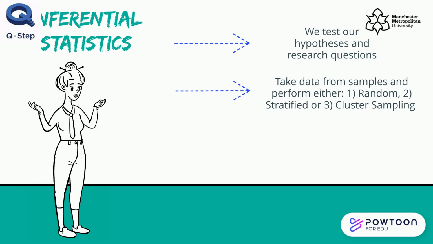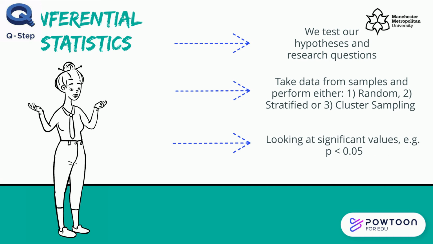We can take data from samples and perform either random, stratified or cluster sampling, and we can also look at significant values, so if p is less than 0.05, then we most likely can infer to the rest of our population.